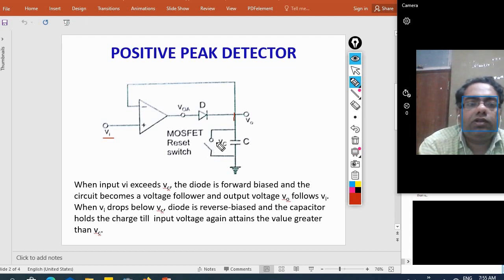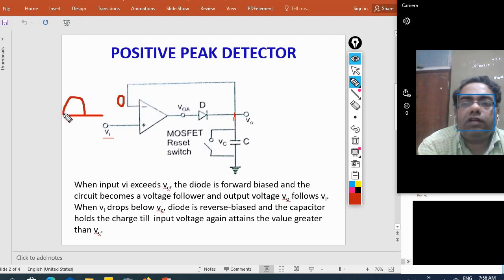Now, if we see this, initially the capacitor may not be charged. So the charge on the capacitor may be 0 initially. So if the charge on the capacitor is 0 initially, the voltage at the inverting input terminal may be 0 initially. Now, suppose the input voltage becomes positive like this.